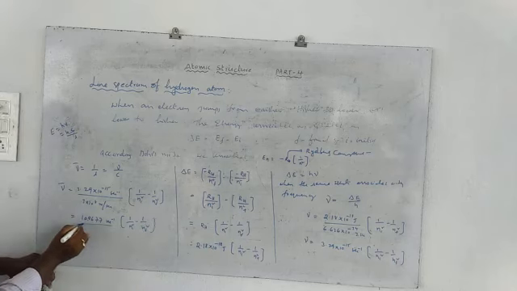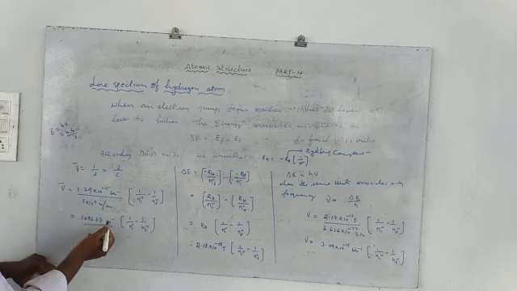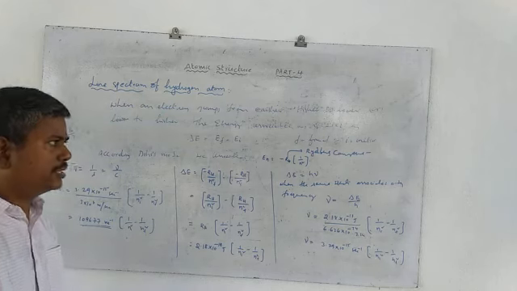Here it is called the Rydberg constant. If you want to express in centimeters, generally then what happens? Into 10 power minus 2. Am I right? So that is the line spectrum of hydrogen atom according to Bohr's explanation.